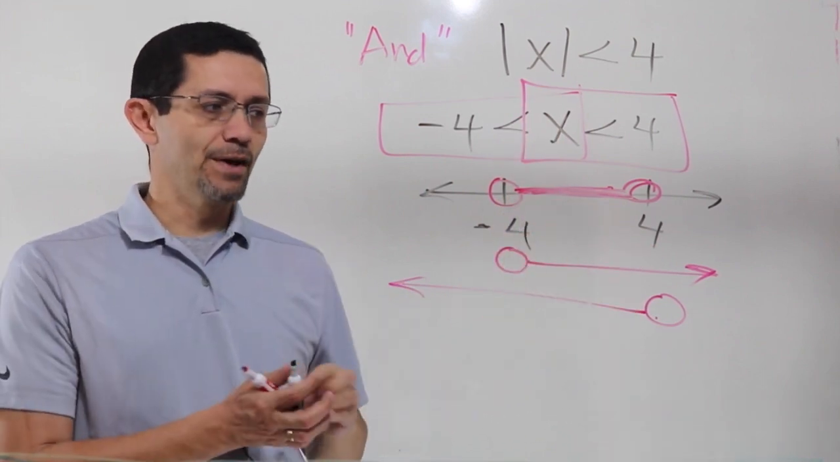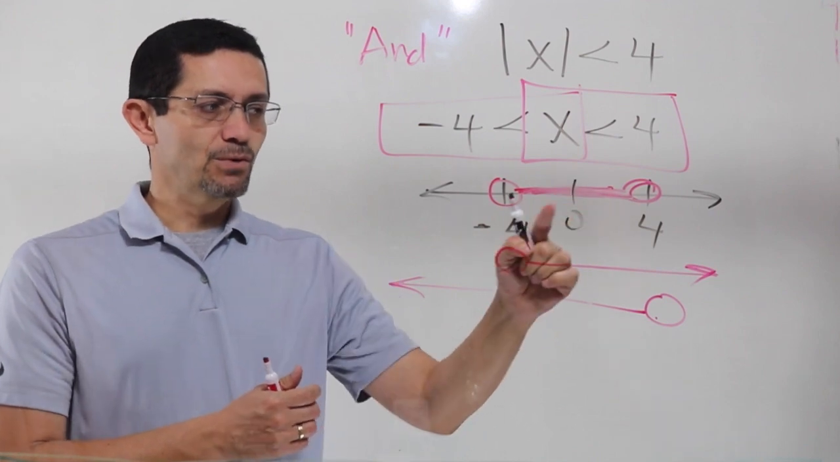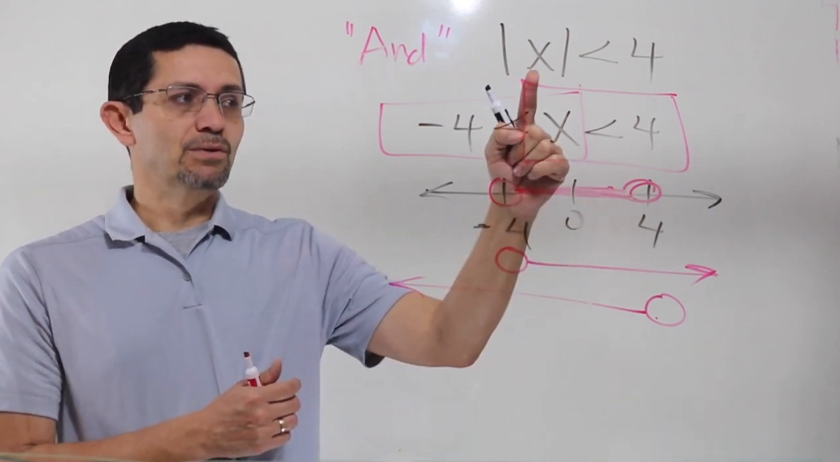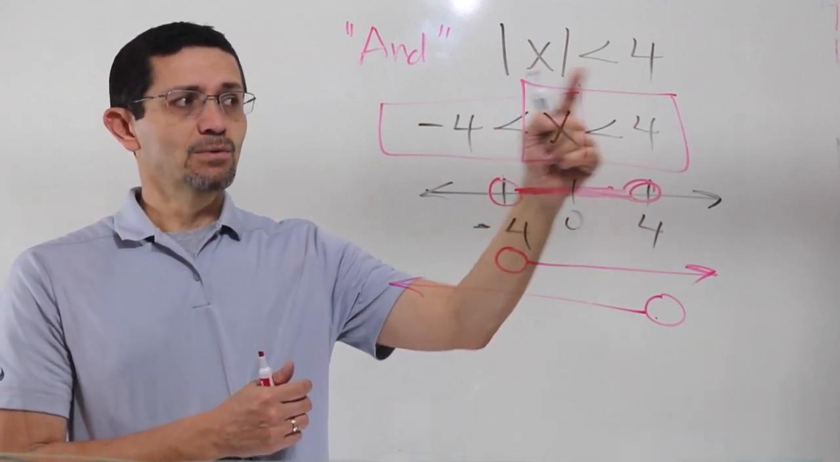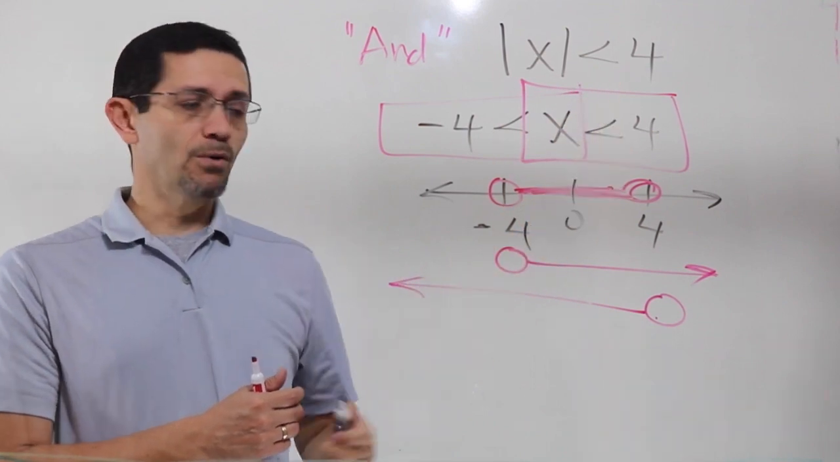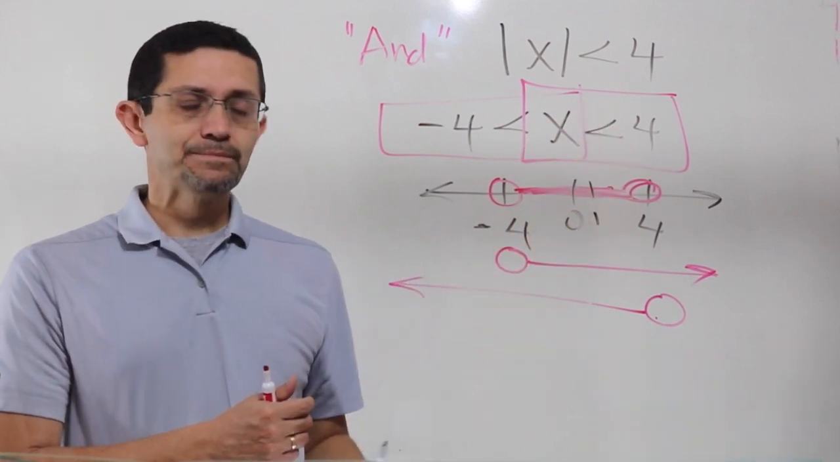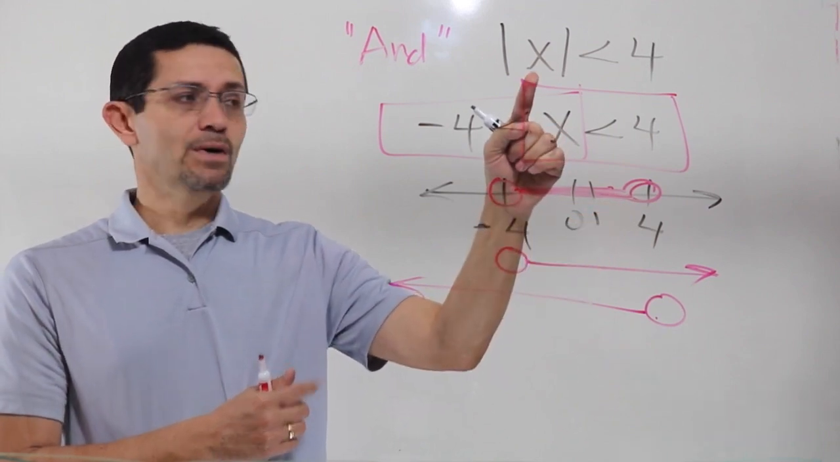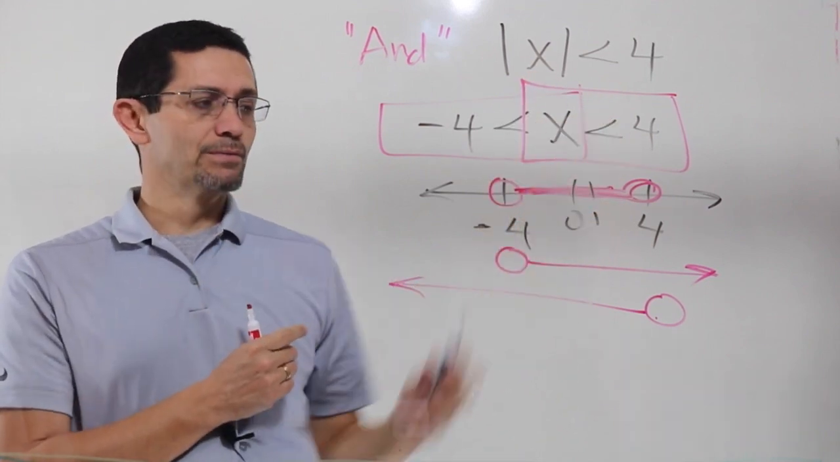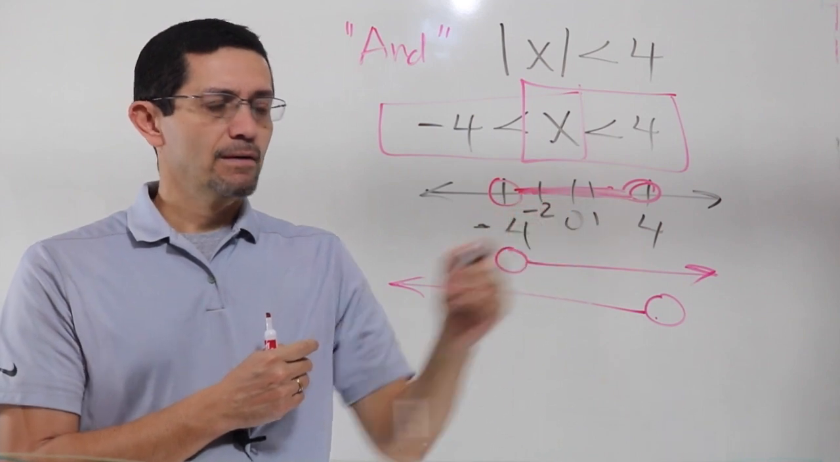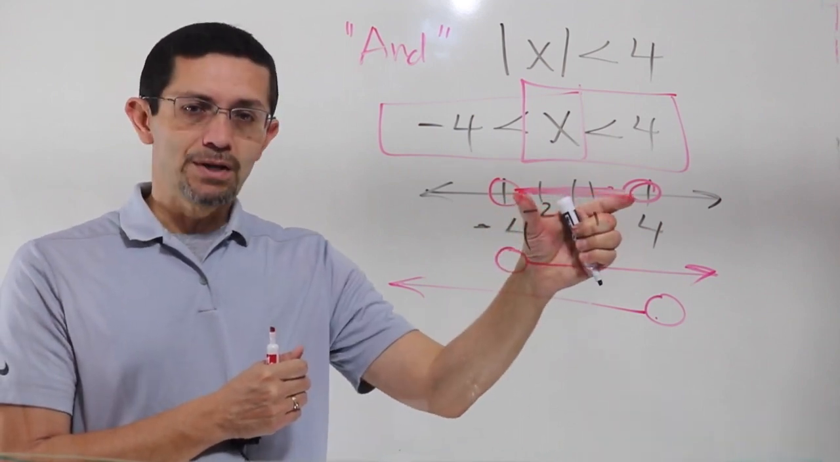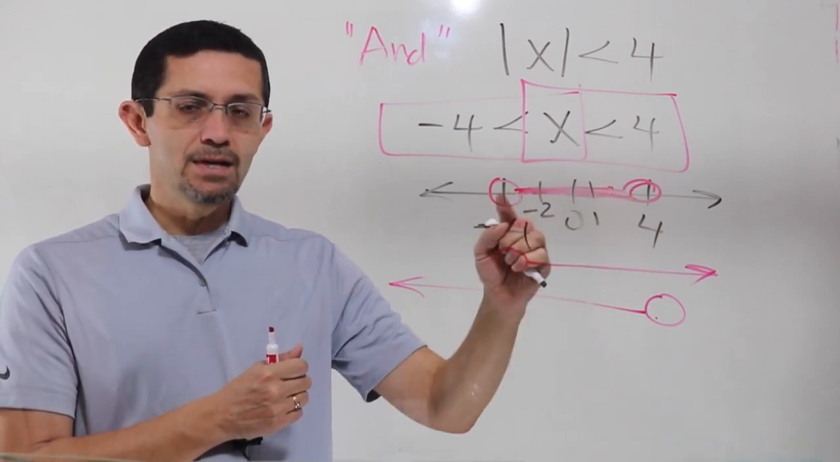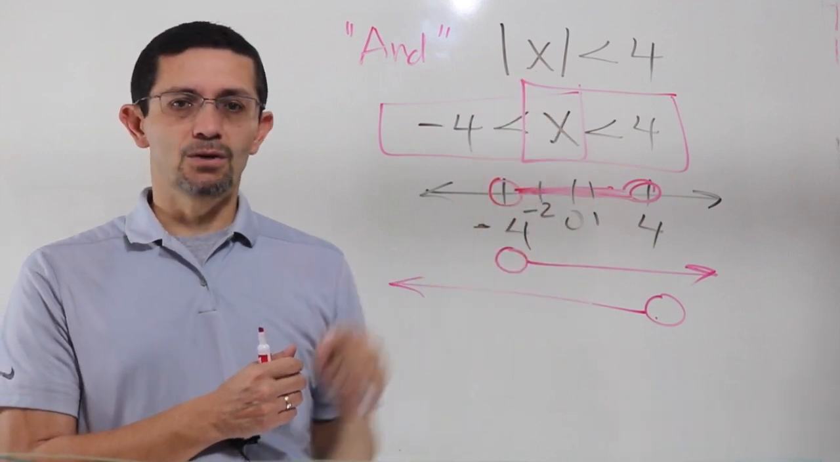You can have 0, for example. 0 should be an answer. The absolute value of 0 is 0, which is less than 4. Let's try another one, 1. 1 is in between, right? The absolute value of 1 is 1, which is less than 4. Let's take a negative number. Negative 2 is part of the range, right? Every single value here is the answer to this inequality.